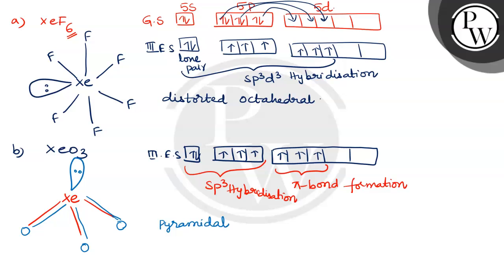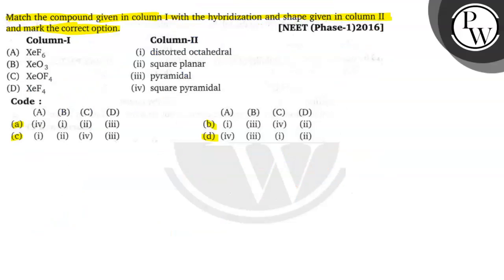Okay, so first these two will match with this matching. XeF6 distorted octahedral, XeO3 pyramidal. Let us check. XeF6 distorted octahedral, ये मैच हो गया. नेक्स्ट, XeO3 pyramidal, ये दोनों मैच हो गए. Okay, now let us solve C and D also.